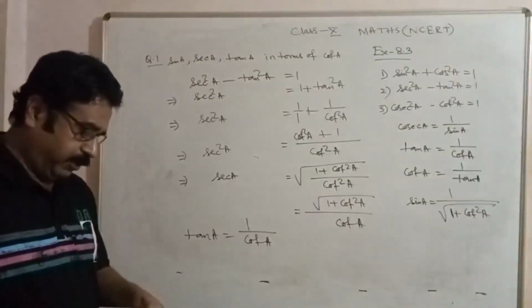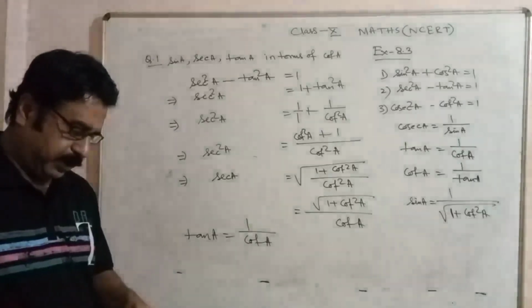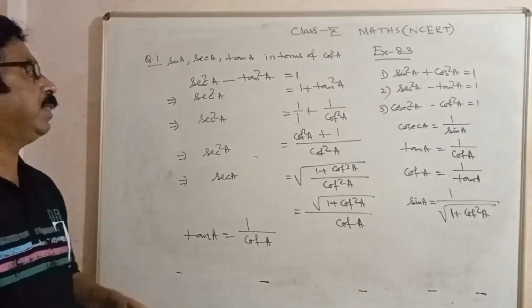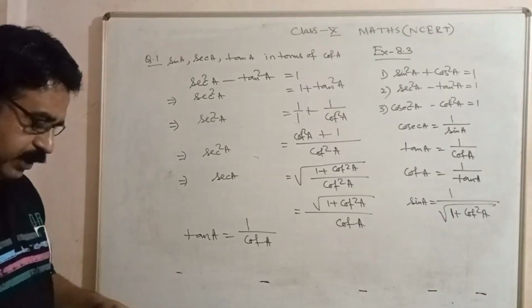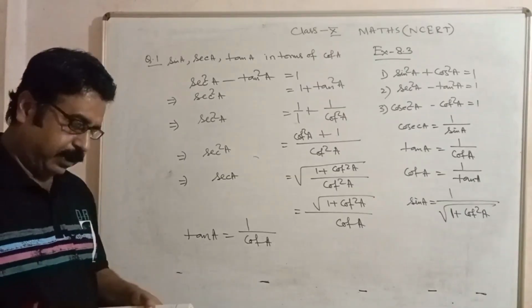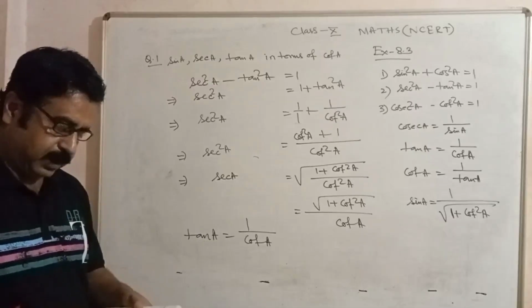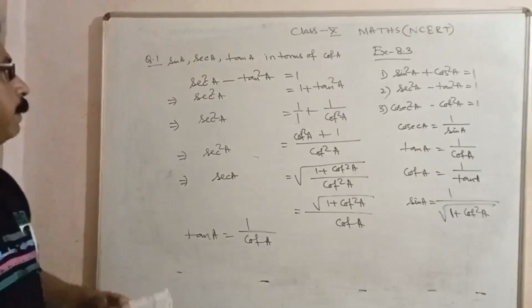In question number 2, write all the other trigonometric ratios of angle A in terms of sec A. That means sin A, cos A, tan A, cot A and cosec A we have to convert into sec A.